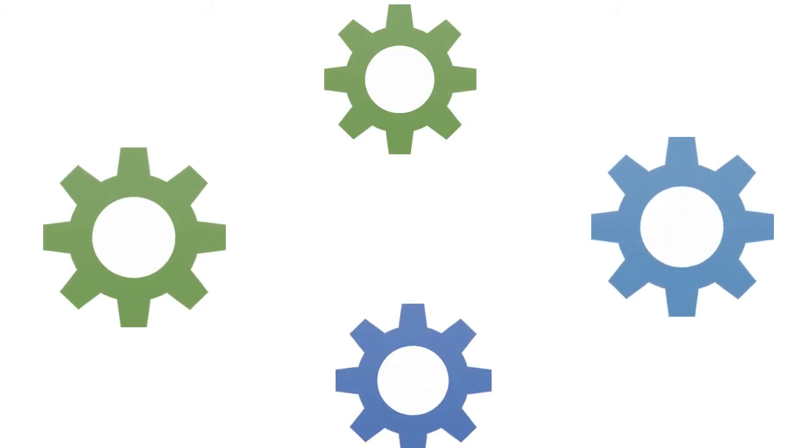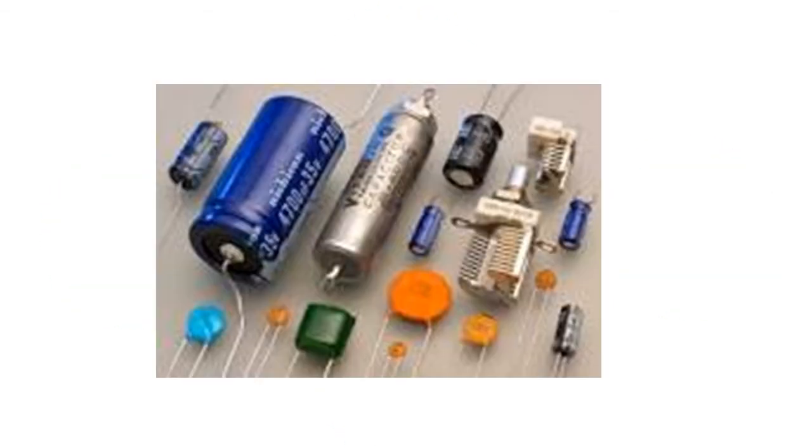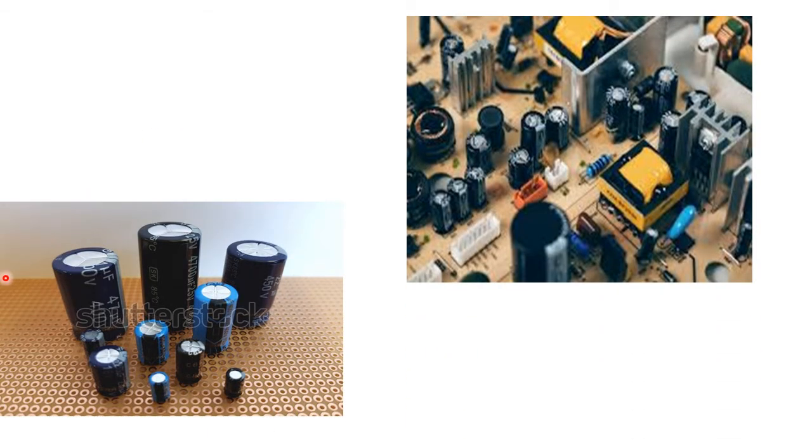In this part of the unit electrostatics, you will learn about capacitor and its capacitance. You can see these are different kinds of capacitors. These are fixed in electronic devices as shown in these two diagrams. These all are capacitors.